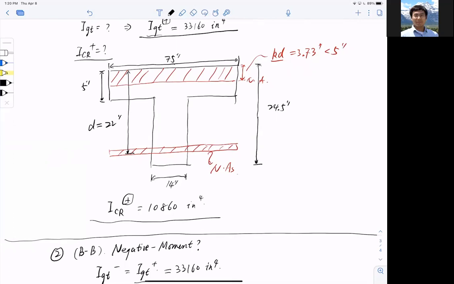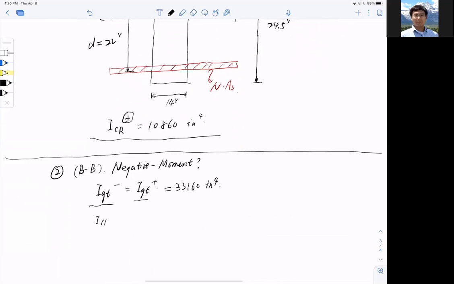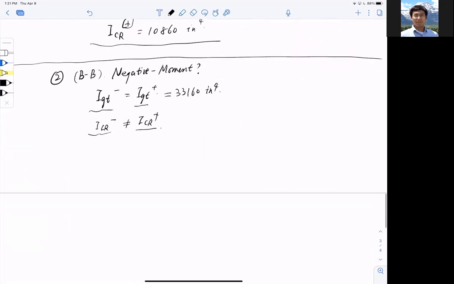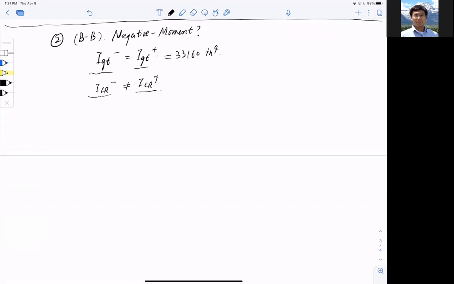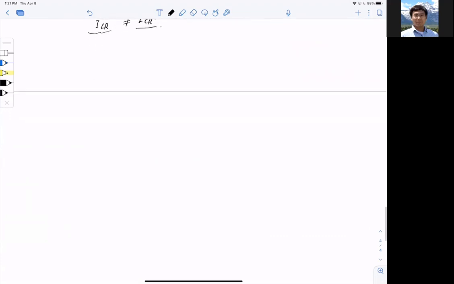That is the first stage. And now ICR negative, we know that this one does not equal the ICR positive. So if it doesn't, what is it? How do we compute that? Let me give you some hint. I look at a section here, and again, let me redraw it.